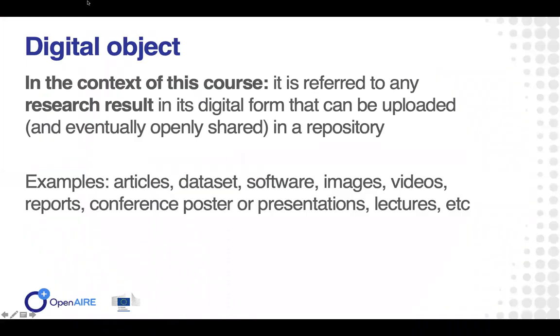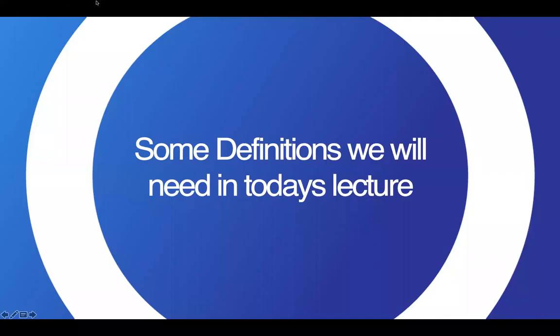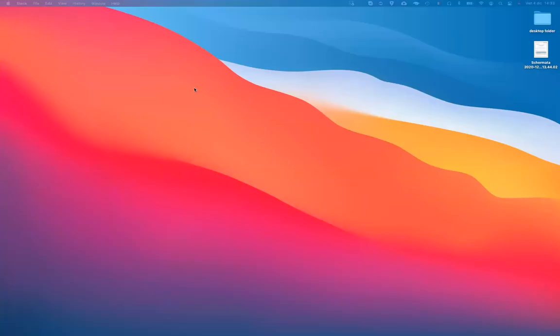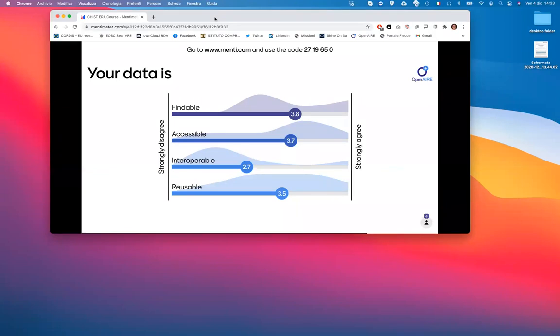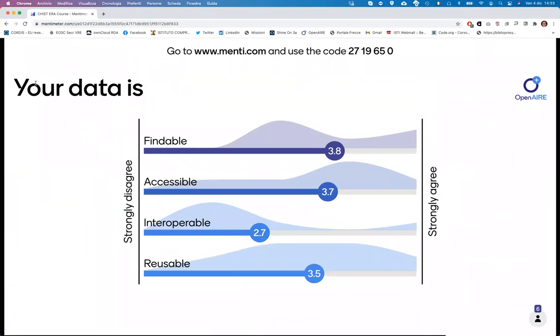Okay, so before I start with fairness, what I would like to share with you are the results of the Mentimeter. The Mentimeter was asking you whether your data is findable, accessible, interoperable, and reusable. So this is what you answered. You basically think that your data is highly findable and accessible. You think also that your data is reusable and in a certain way also interoperable. Okay, this is good to know.